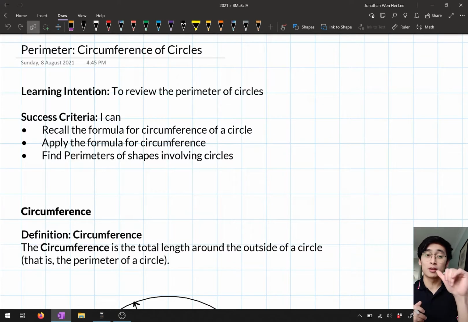By the end of today's lesson, we want to be able to recall the formula for the circumference of a circle, apply the formula for the circumference, and find perimeters of shapes involving circles.